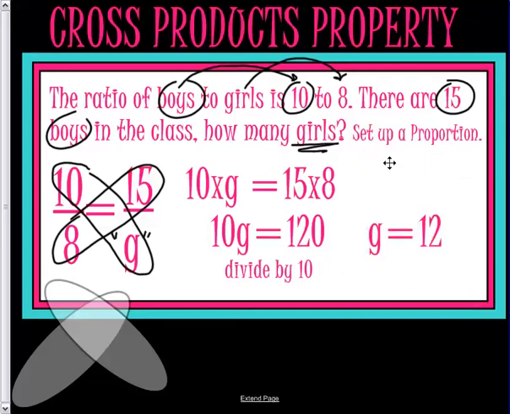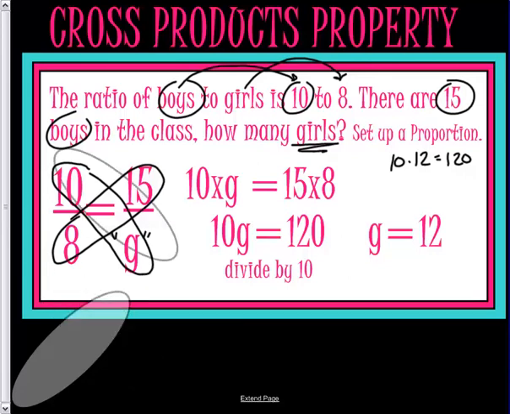Can I check my work? Sure. We already know 15 times 8 is 120, so 10 times 12 is also 120. Oh, I could have used these down here too. That would have been better.